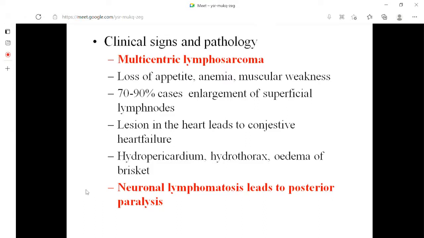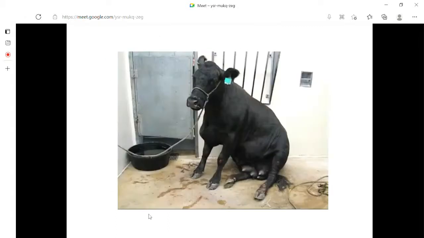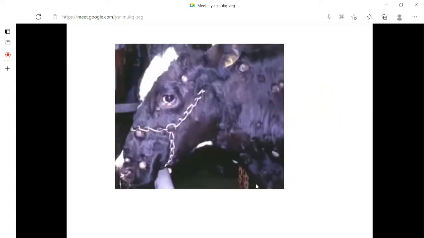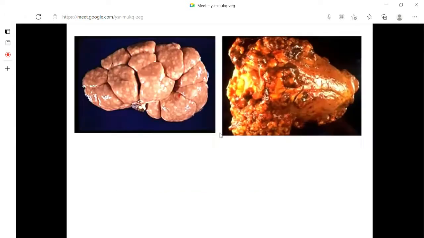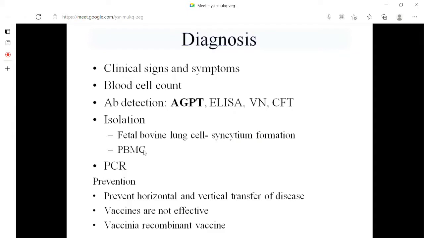Once this transformation occurs, multicentric lymphosarcomas are produced, and the animals develop posterior paralysis because of nerve tract infections. The animal also develops superficial lymph nodes, and tumor formations can be noticed. This is quite visible, and the animal's condition will deteriorate. In the blood picture and at postmortem you can see multiple tumor formations of this kind, in the heart and in the kidneys. The characteristic is B cell transformation, the B lymphocyte transformation is seen.